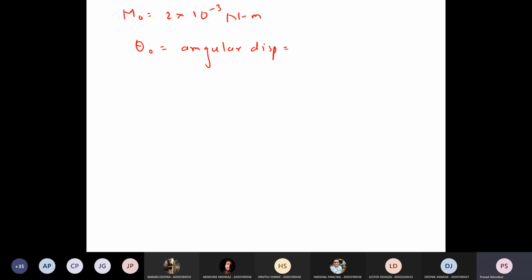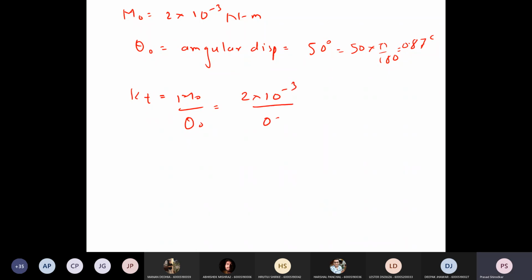That is, the initial angular displacement is 50 degrees, or 50 into pi by 180, that is equal to 0.87 radians. So K torsional will be M0 divided by theta 0. You have to find the torsional constant of the spring. So divided by 0.87, that is 2.29 into 10 raised to minus 3 Newton meter per radian.